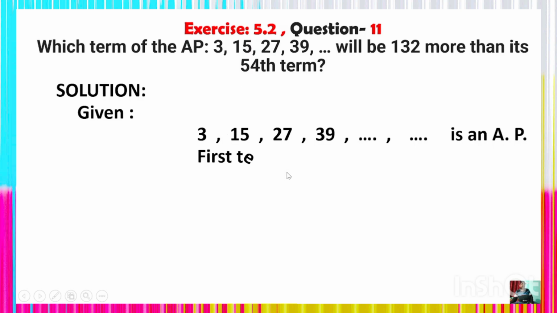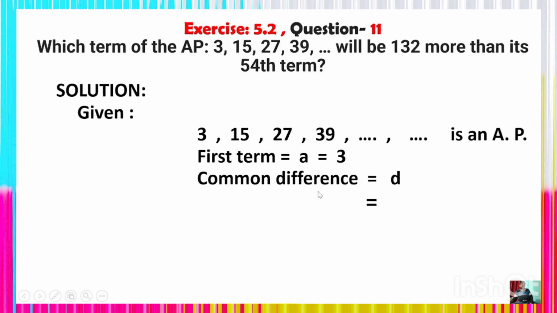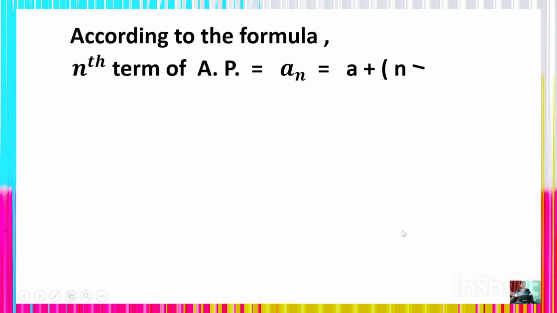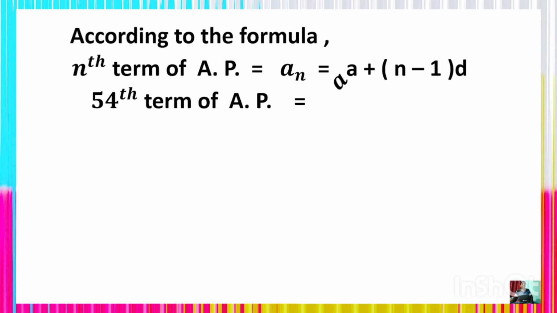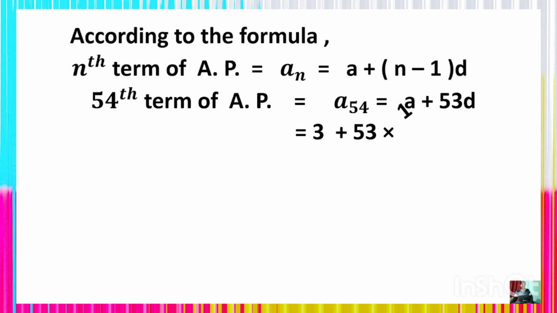Understand? And the first term a is equal to 3. The common difference d is equal to a2 minus a1, which is 15 minus 3, which is 12. So d is equal to 12, the common difference is 12. Now, according to the formula, the nth term of the AP, which is an, is equal to a plus (n minus 1) whole into d. So the 54th term, which is a54, is a plus 53d.